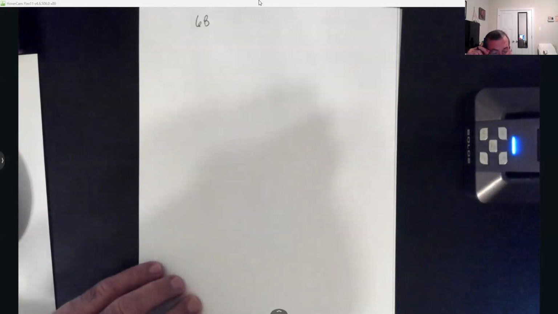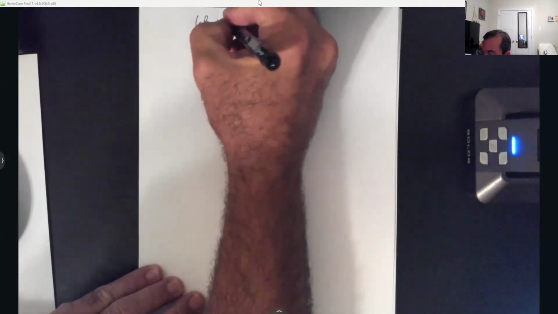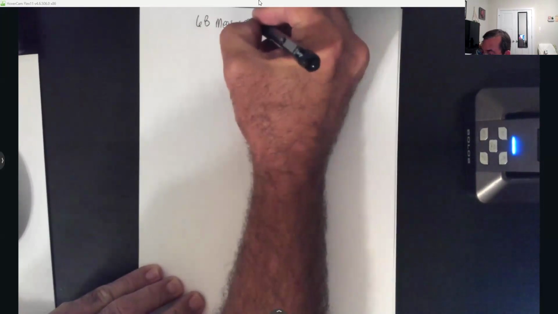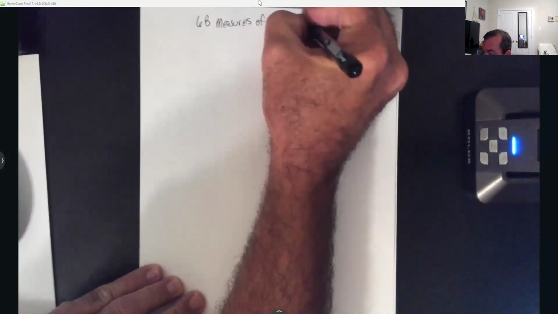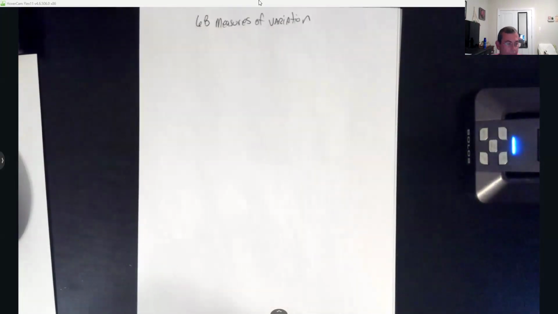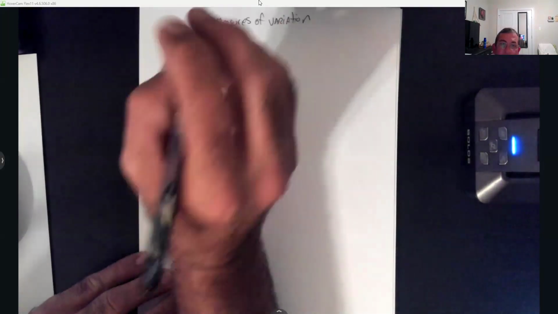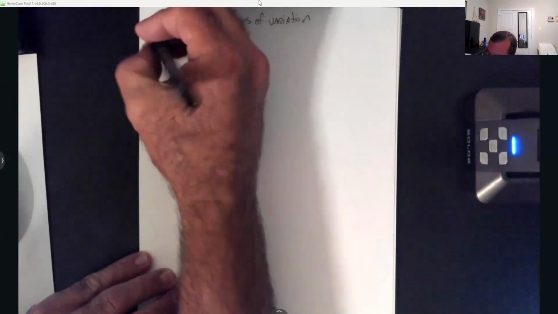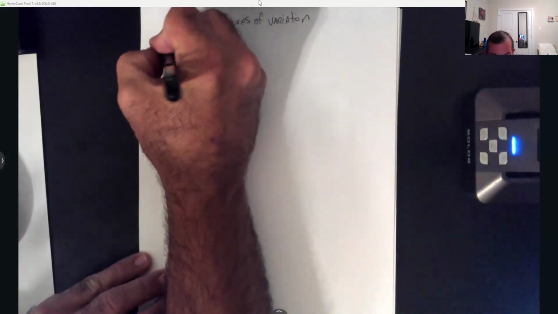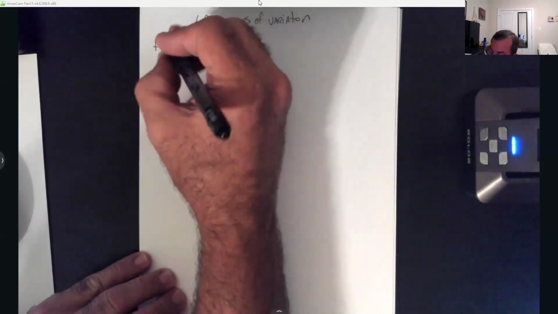On this 6B, it deals with what we call measures of variation. All right, so we're going to talk about, first of all, this is going to be on your project, but this is called a 5-number summary.